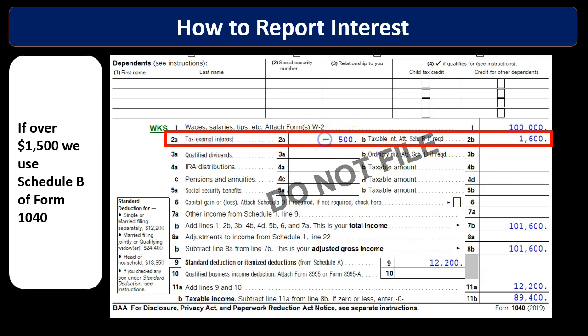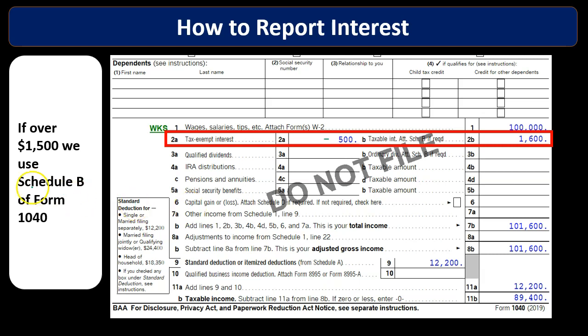Why is the $500 on the return then? It's for information purposes. So we put the tax exempt amount for information purposes, but we're only going to be including in our tax calculation the amount that we're actually going to be paying taxes on. Therefore, that amount is being included in our total tax down below.